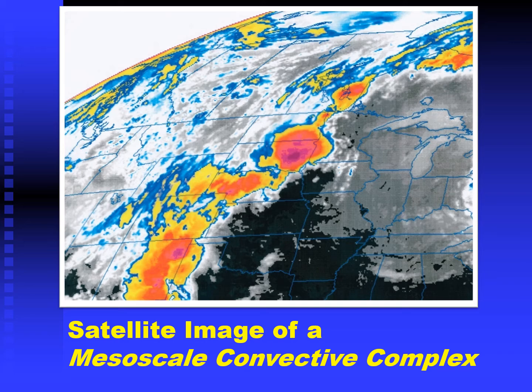So this is a satellite image of a mesoscale convective complex, which is another way to think of squall line thunderstorms, where you have this long line of big thunderstorms, and they're long-lived, and then they are moving east across the United States.